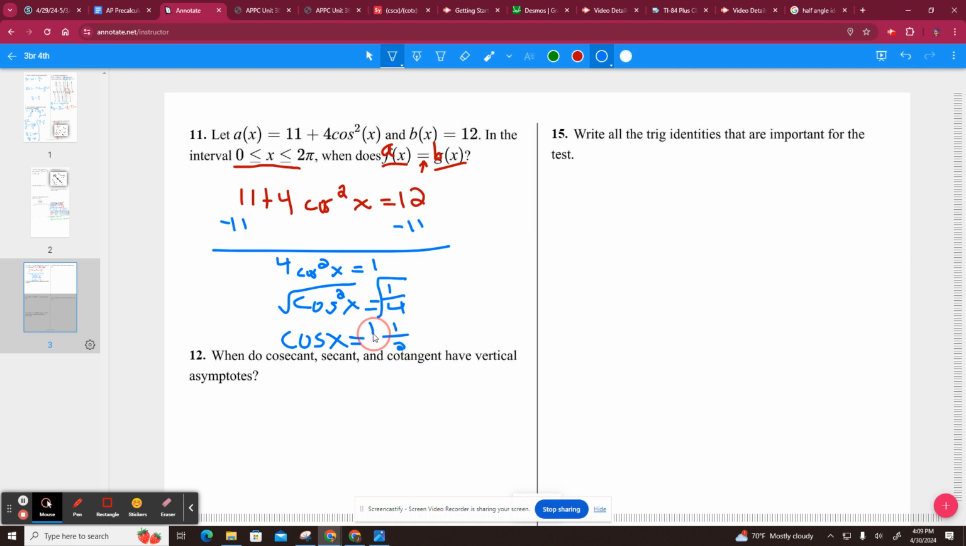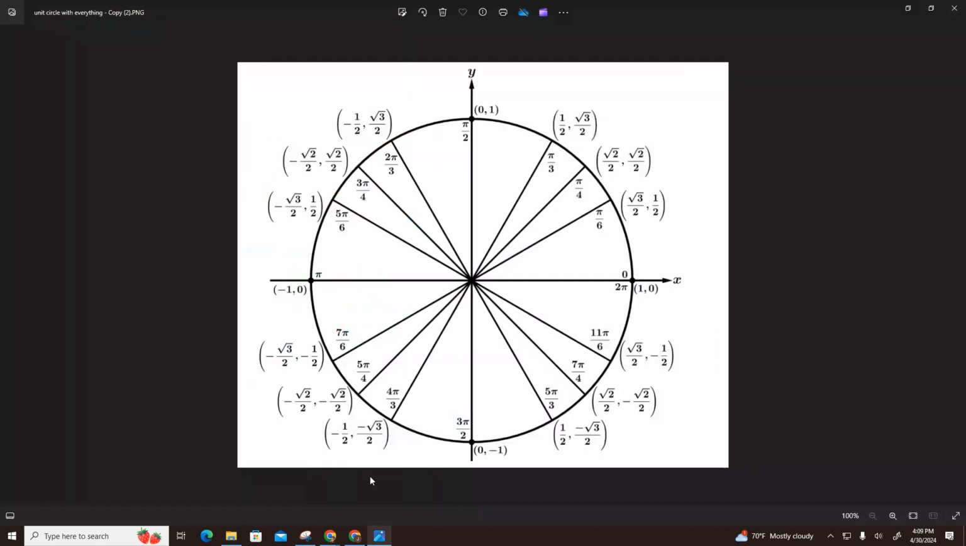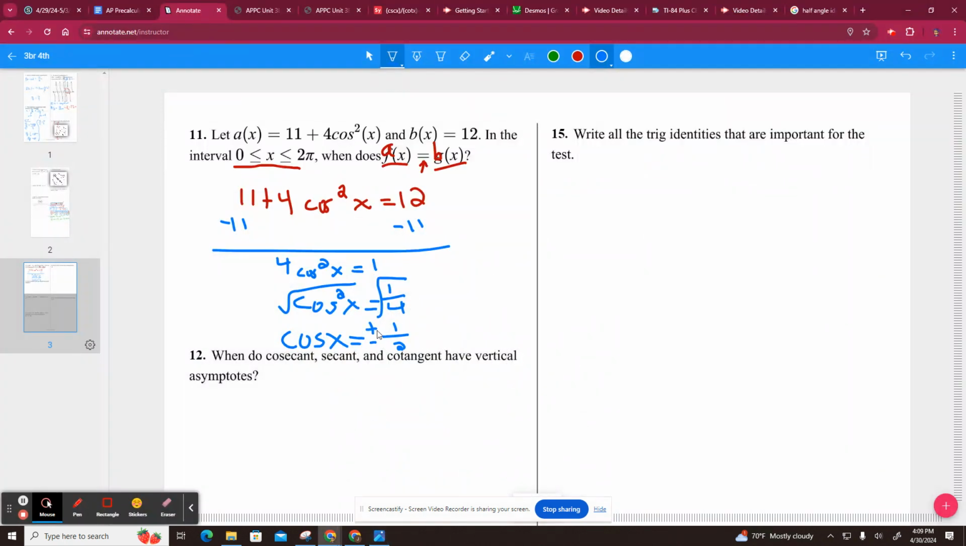And then remember, anytime you get the square root, you got to do plus or minus. So I'm looking where cosine is plus or minus 1/2. So the x values are 1/2 at pi over 3, 2 pi over 3, 4 pi over 3, and 5 pi over 3. So all of my over 3s. So either positive 1/2 or negative 1/2. That's what plus or minus means. So x equals pi over 3, 2 pi over 3, 4 pi over 3, and 5 pi over 3.